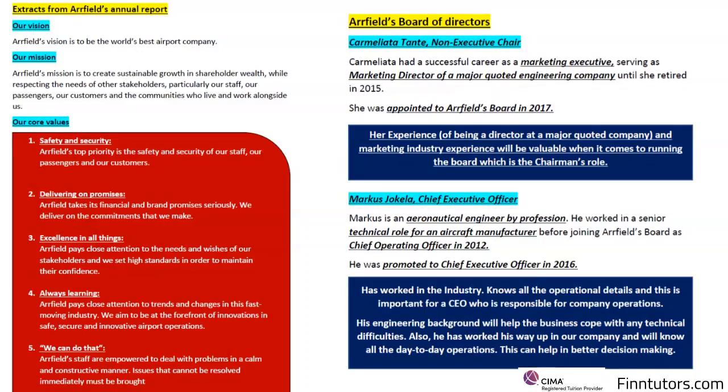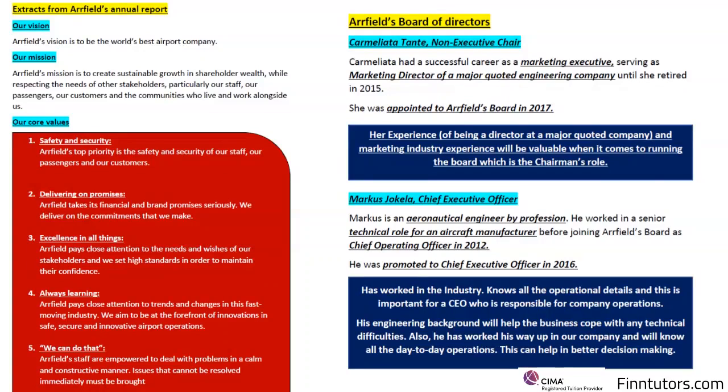We are always learning. So we are happy to accept innovations in safe, secure airport operations. And our mindset is one which says we can do that. So our field staff are empowered to deal with problems in a calm and constructive manner. They know whatever happens, they can do it.